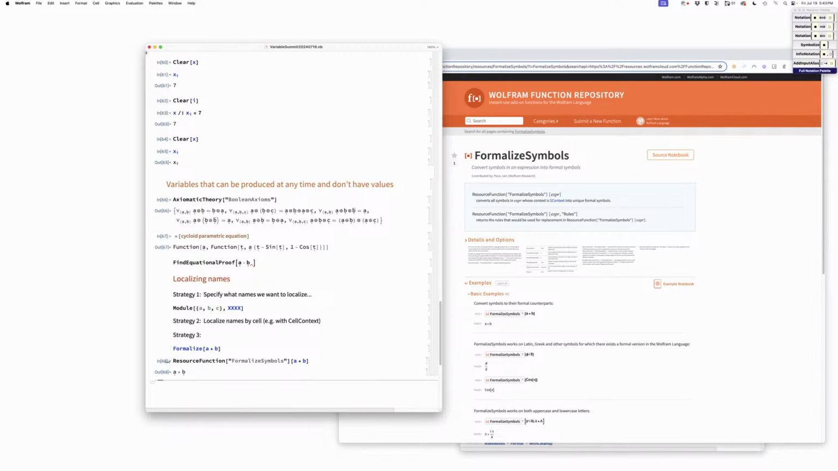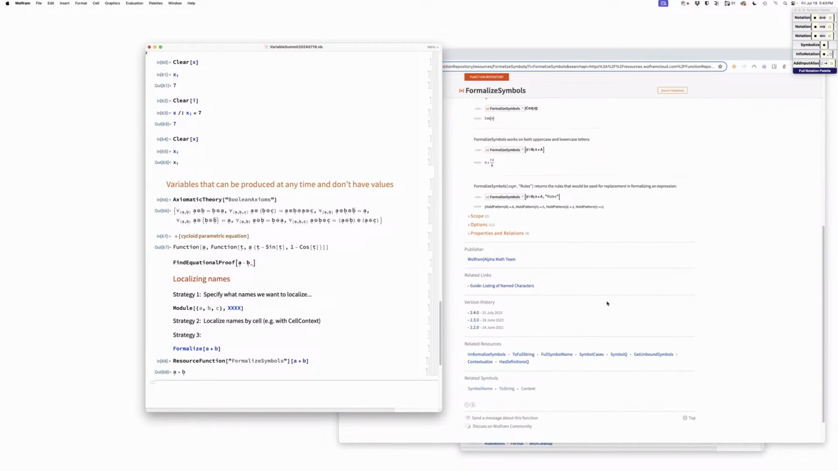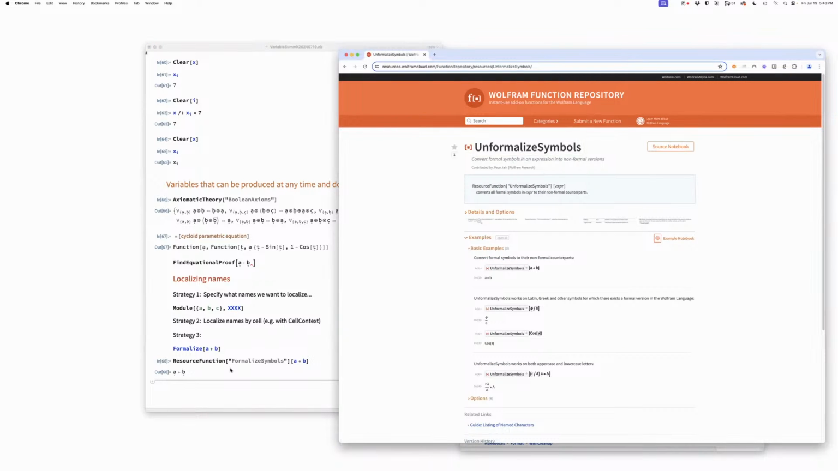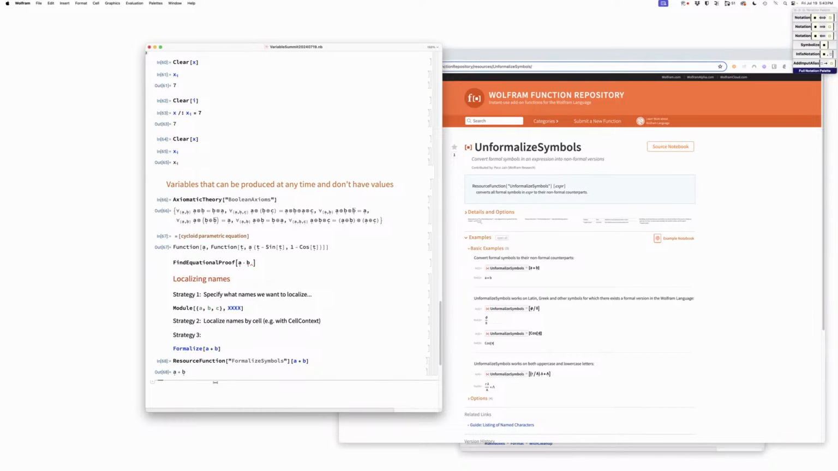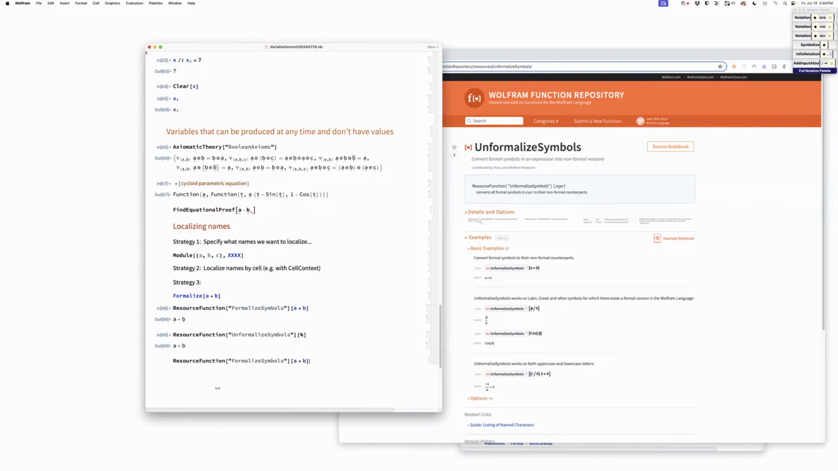Interesting. And there's an unformalized as well. I mean, and oh, okay. So it didn't formalize the plus, which I guess is good. Well, let's see what happens if we say something like this plus n.